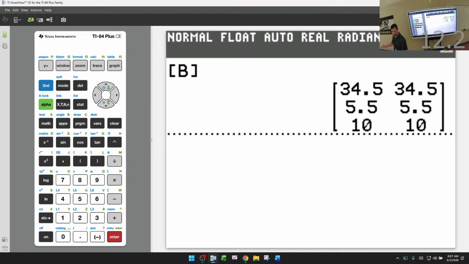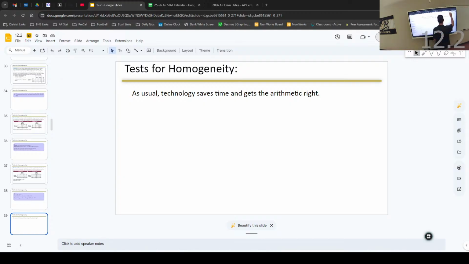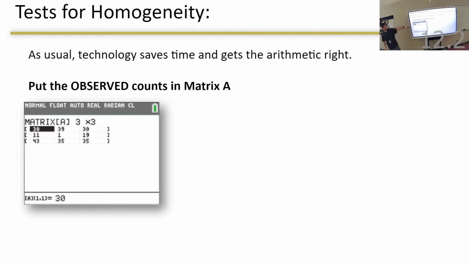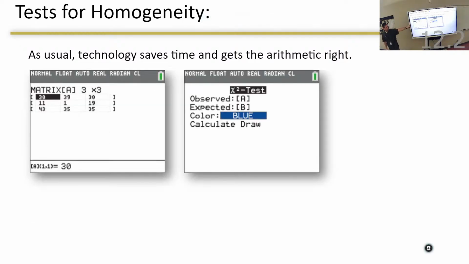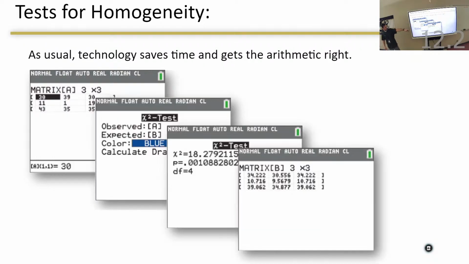Okay, you'll get plenty of practice for that for homeworks and things, but it's under matrices. Click, click, click. Put the observed counts in matrix A. Do the test. That will give you everything you need to possibly know. When you go to matrix B, it will give you the expected counts. I went 3 years without knowing it actually did the expected counts. We did them manually. It was not fun.